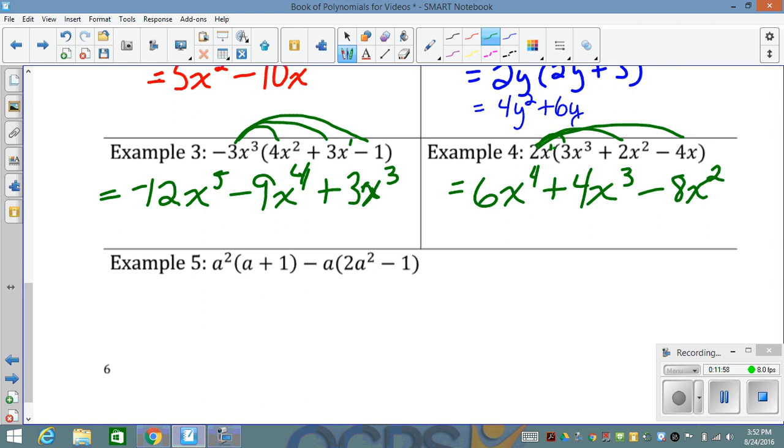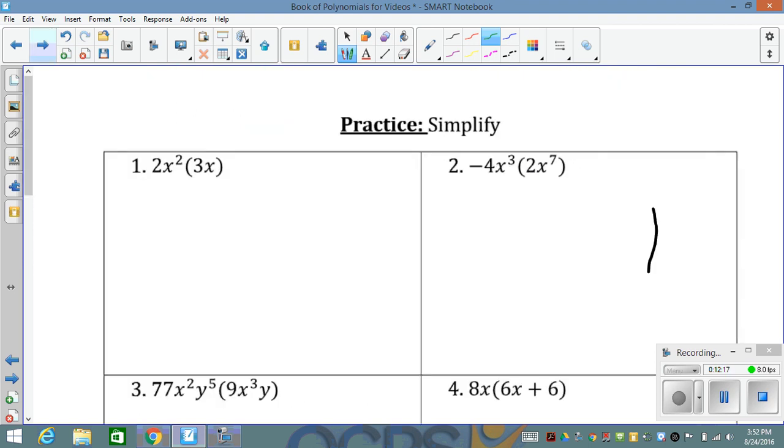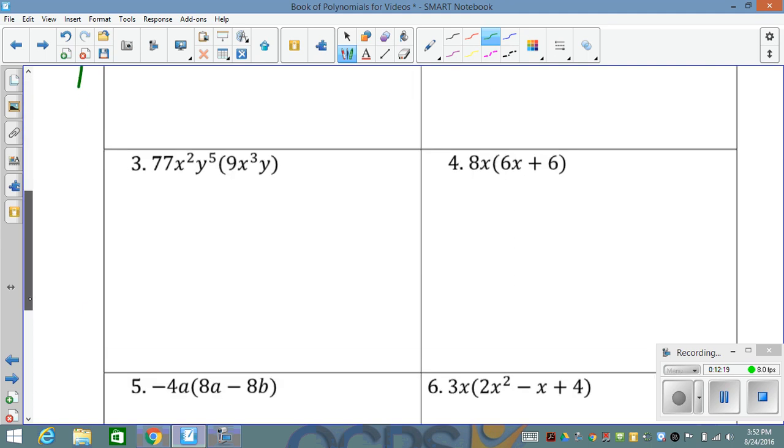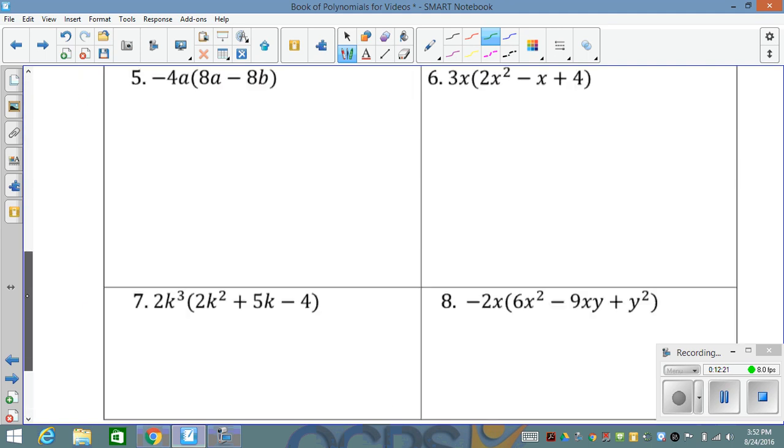Again, that is our final answer because they are not like terms, so I cannot combine them. You can only add or subtract things that are like terms. Okay, you're just going to save example 5 for later. If you want to try it, you can, but you don't have to. So example 5, you can leave blank for now. We'll do it together. But I do want you to do all of page 7.